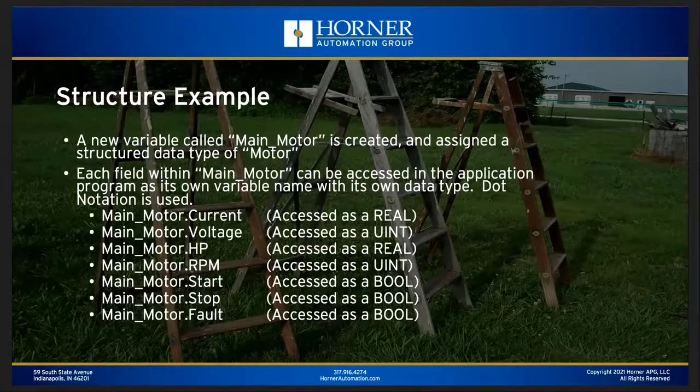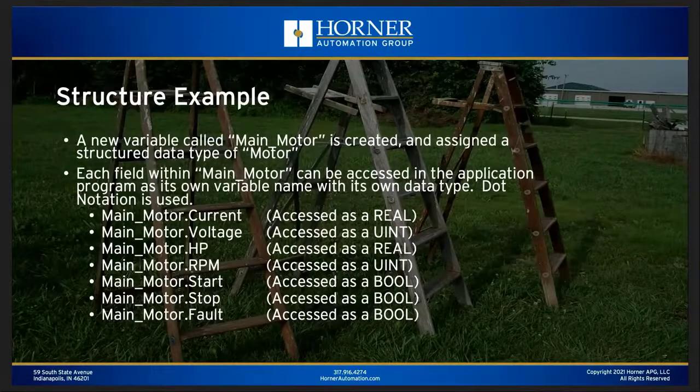And then when we assign it a data type, we don't say integer or real or floating point. What we do is we assign it a type of motor, which is the structure we just created. Now, for that main motor, we have access to all those different parameters, which can be seen as kind of subvariables underneath main motor. So to access the variable that refers to the current in the motor, we simply access main_motor dot current. That's called dot notation, and that's what's used in structures.